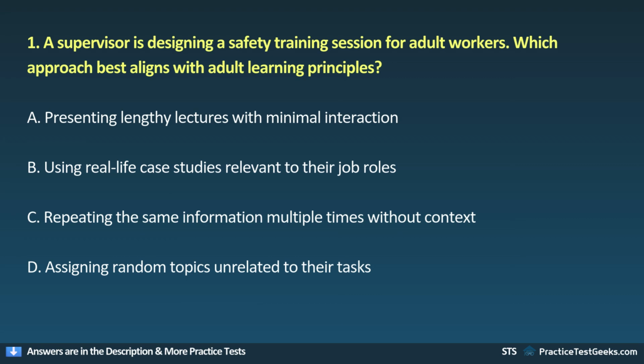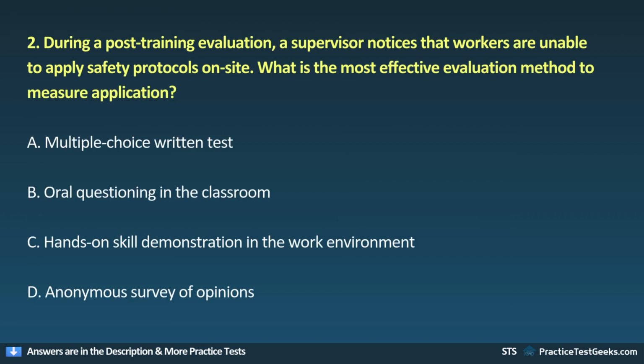C. Repeating the same information multiple times without context. D. Assigning random topics unrelated to their tasks. 2. During a post-training evaluation, a supervisor notices that workers are unable to apply safety protocols on-site. What is the most effective evaluation method to measure application?